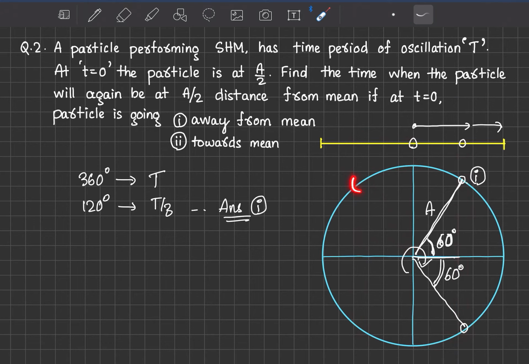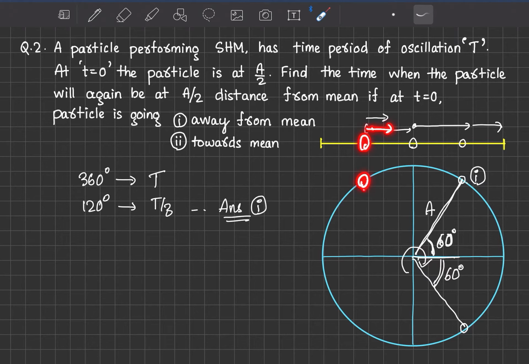So we can have this point or this point. So for this problem, as we have already discussed here, it will be messy to solve here. I am assuming this point now. So let's say the particle is here and it is moving towards mean. So I am assuming the a by 2 distance on the left side and it is moving towards mean.